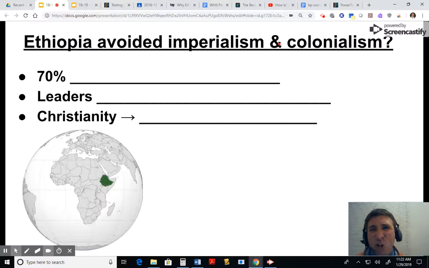But why was Ethiopia largely able to avoid European imperialism and colonialism? Why is it like Wakanda? Well, let's take a look. Three reasons. 70% of Africa's mountains are found in Ethiopia. So mountains protect, and mountains make it hard to take over a country. Leaders of Ethiopia used European ideas to build cities and to trade for guns. So there is good technology and there is good infrastructure in Ethiopia.